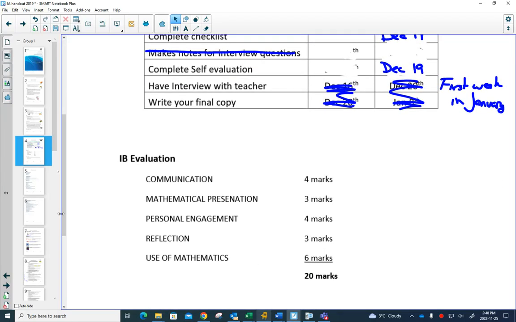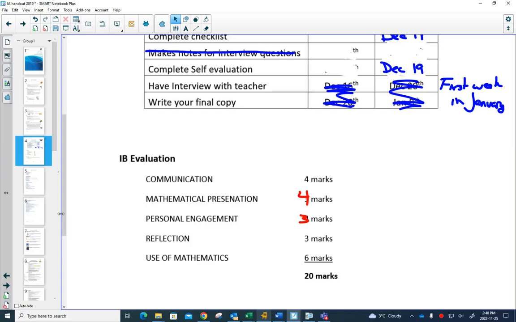IB evaluation is 20 marks. Communication, mathematical presentation, personal engagement, reflection, and use of mathematics. And these numbers are old up here. They are 4, 4, 3, 3, 4. Oh, they 4. I always forget. They switched to them. So, one of them's 4, one of them's 3.